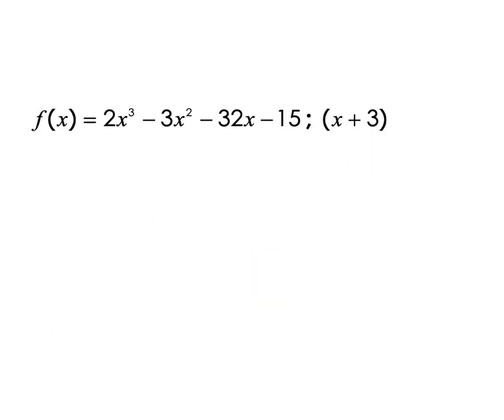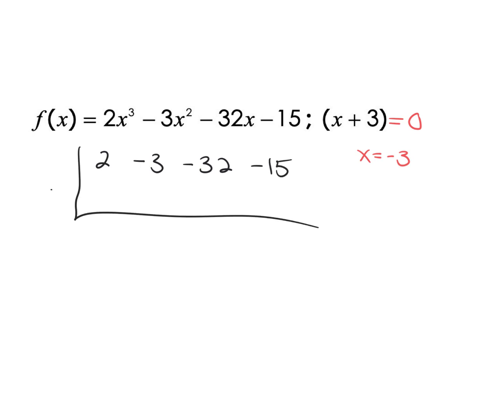Here we have f of x equals 2x cubed minus 32x minus 15 with a factor of x plus 3. We set x plus 3 equal to 0, so x is negative 3. And then we rewrite this to use synthetic division. We have 2, negative 3, negative 32, negative 15. Then we have negative 3.